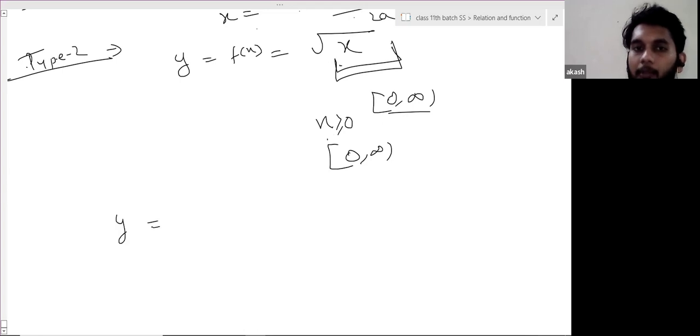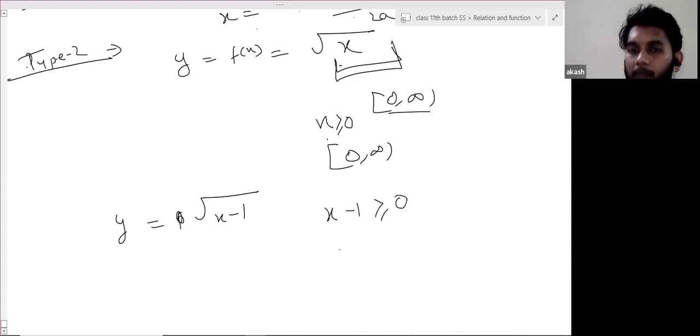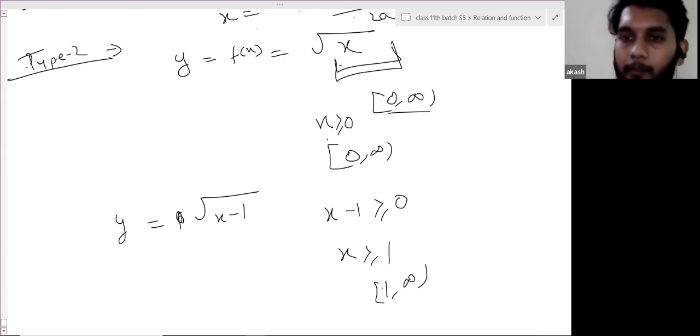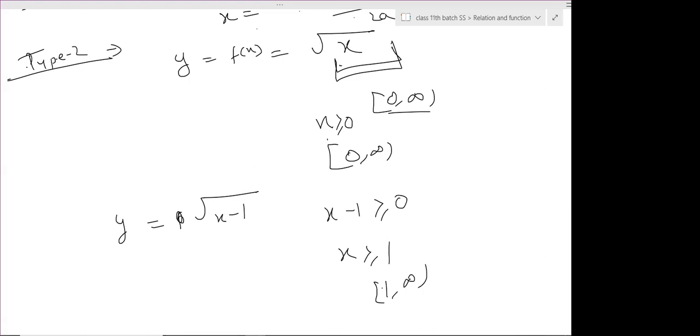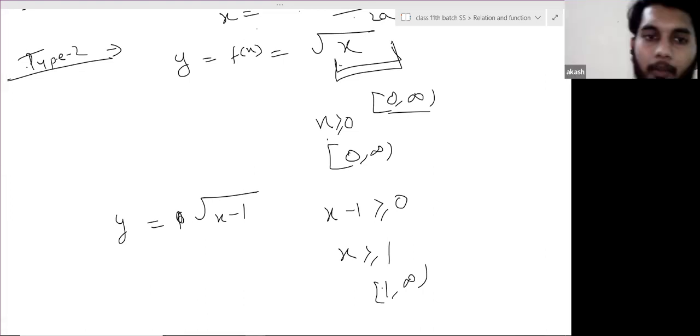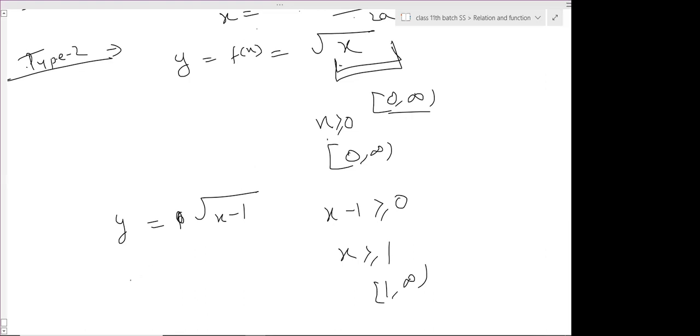If I write y equals to under root x minus 1, then what can we write? X minus 1 should be greater than equals to 0. That means x must be greater than equals to 1. So 1 to infinite is the domain. Is this clear? Sir, can you give another example? Yes, sir.